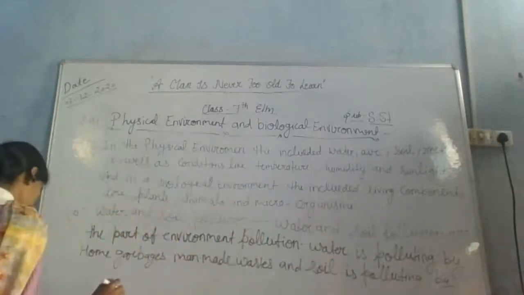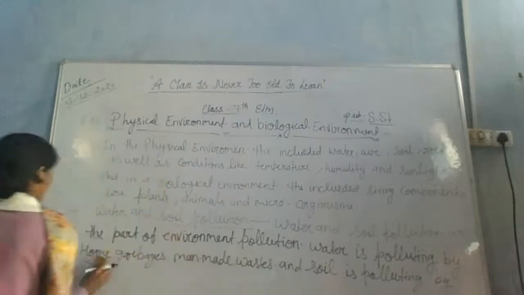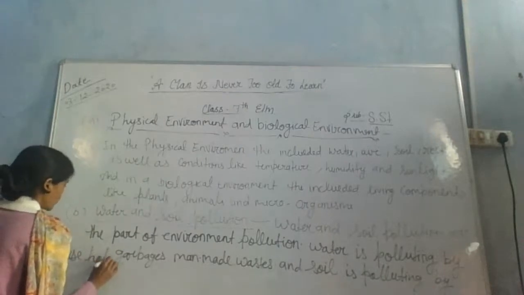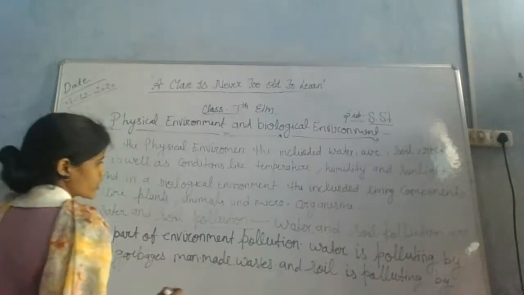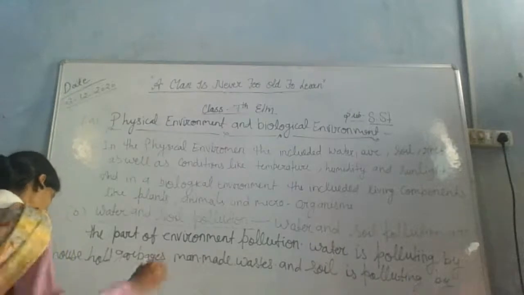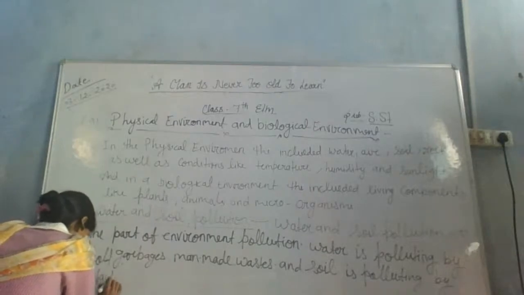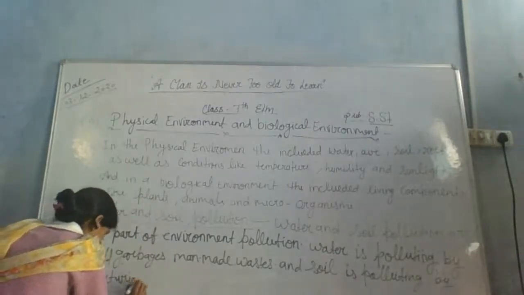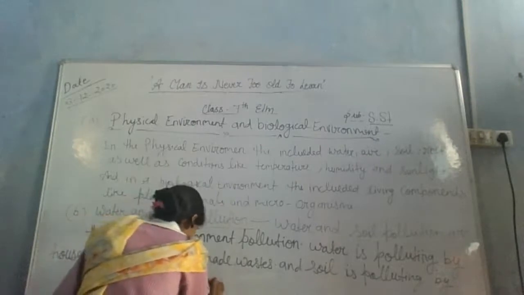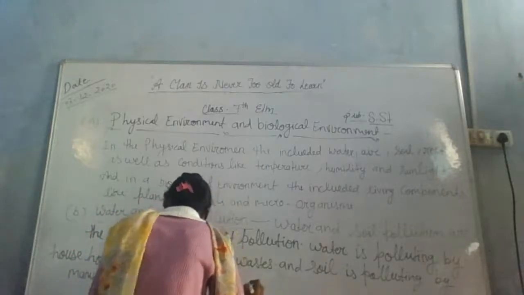Soil is polluted by household garbage and man-made wastes, and soil is polluted by manufacturing and agricultural wastes.